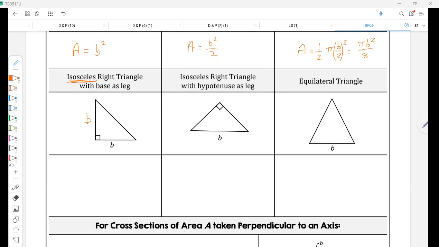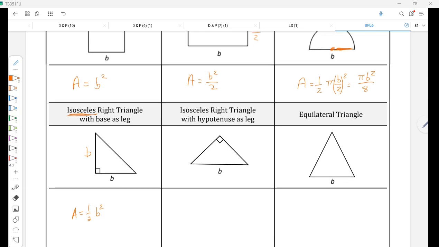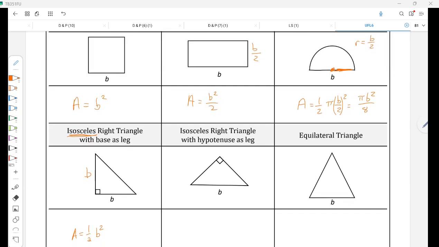And the area of a triangle is 1/2 base times height. So that's just going to be 1/2 base squared, or b squared over 2, like I had. So this actually ends up being the same formula as the rectangle from above. Just 2 different ways of cutting a square in half.